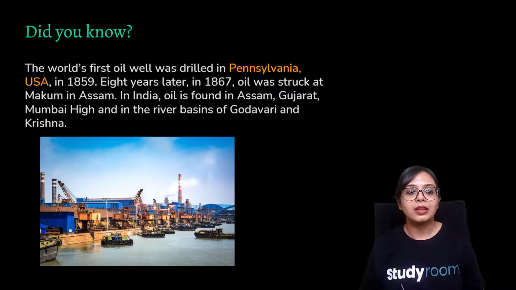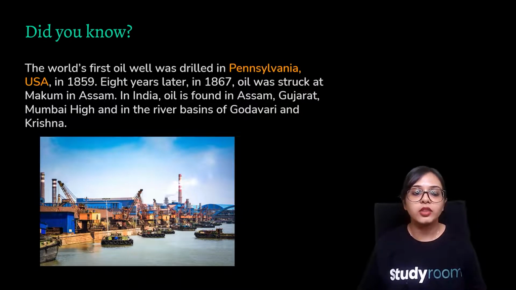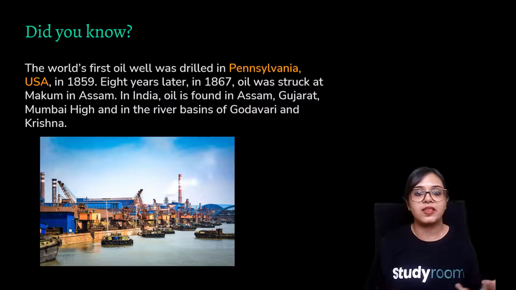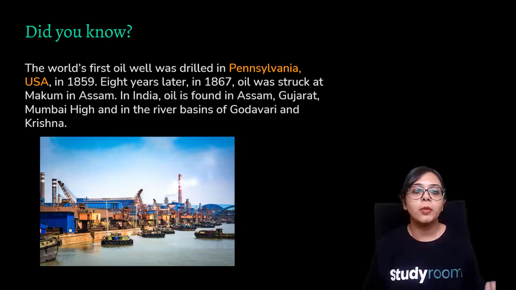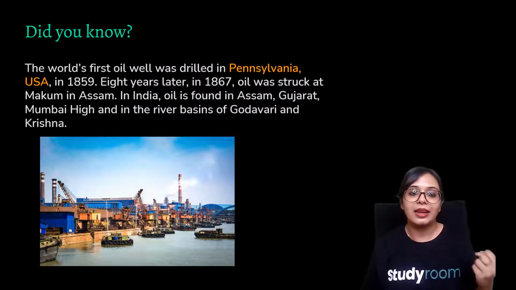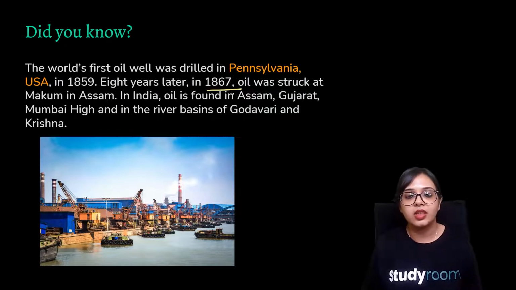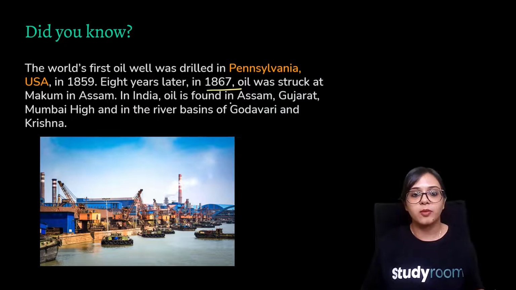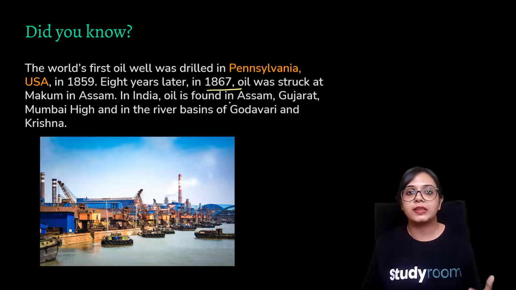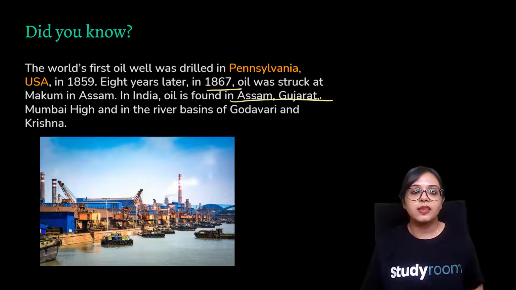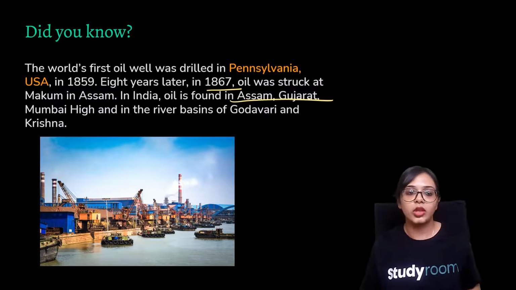Did you know that the world's first oil well was drilled in Pennsylvania, USA in 1859? So it was in 1859 that the first equipment was established, or you might even say invented, so that petroleum oil could be extracted. And 8 years later, in 1867, oil was struck at Makum in Assam. So in India, oil was first found in 1867, and it is found in Assam, Gujarat, Mumbai High, and the river basins of Godavari and Krishna.